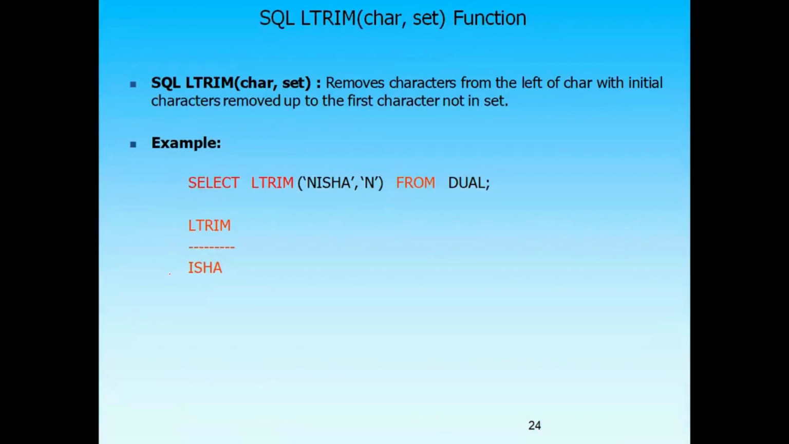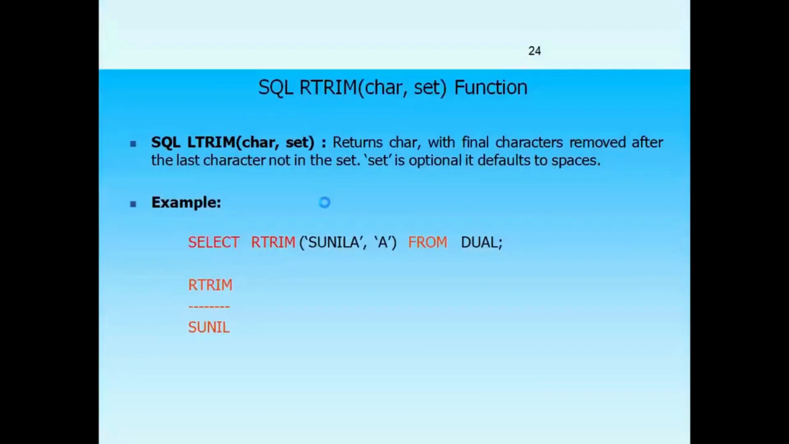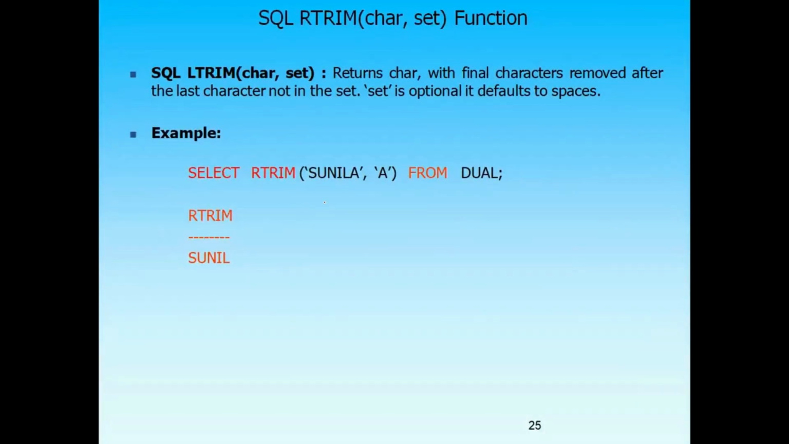Then the ltrim function is there. It removes characters from the left of the string, with the initial characters removed up to the first character not in the set, right? So here is the example, select ltrim('nisha','n') from dual, so it will return isha from the given word, right? Similarly to ltrim, there is the rtrim function, right, available in the string function family of Oracle. Here is the example, right?